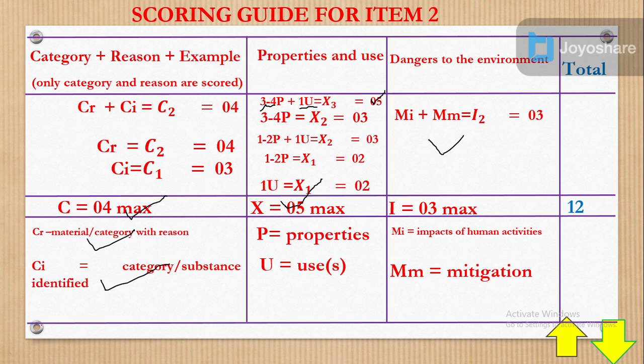In this area, when you add 4 plus 5 plus 3, the highest score for item 2 is 12. However, still in item 2, please, they may also set a calculation. The mole concept can also be examined in this area, but more to come in the areas of construct chemistry.